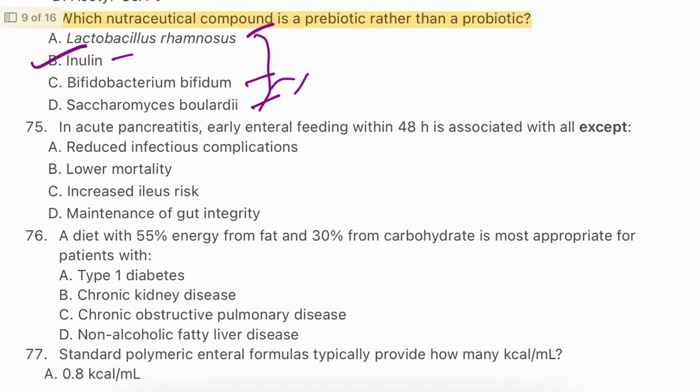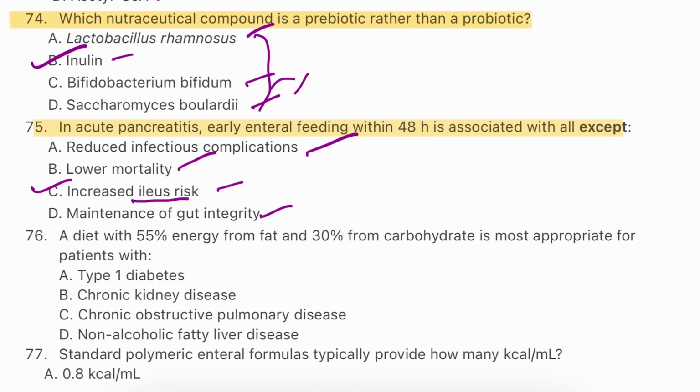Question number 75. In acute pancreatitis, early enteral feeding within 48 hours is associated with all except reduced infection complications, lower mortality, increased ileus risk, maintenance of gut integrity. The answer is C. Increased ileus risk. Early enteral feeding reduces complications. Ileus risk is not increased.